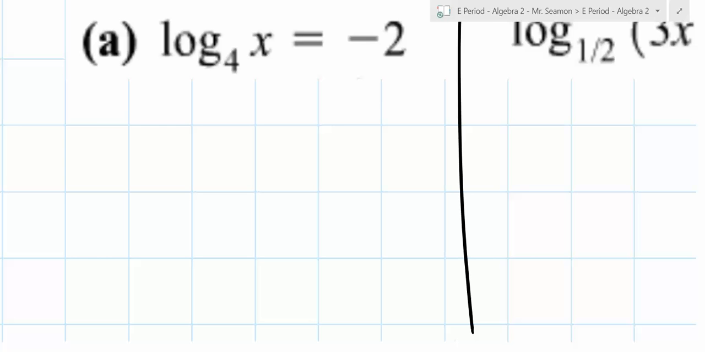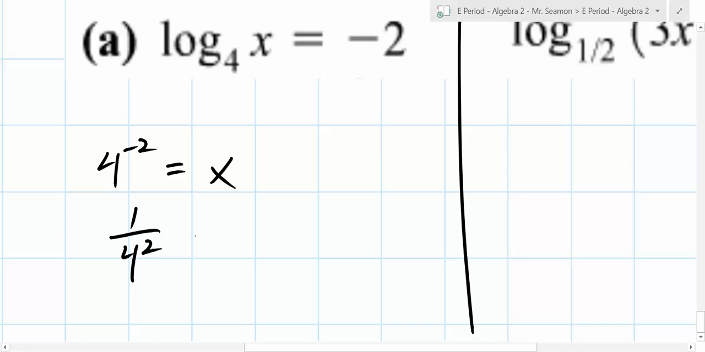Okay, so let's solve for this. Let's go to exponential form. Jen, can you tell me what that is in exponential form? 4 to the -2 is equal to x. So 1/4 squared equals x. So x is equal to? Done. Look, that took a whole 4 seconds.